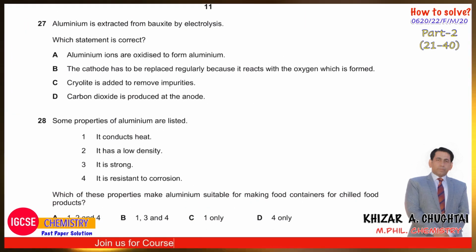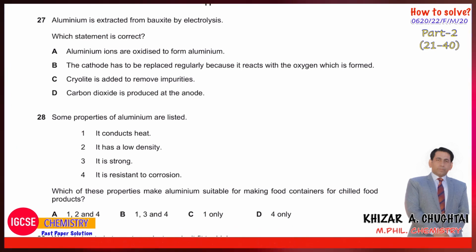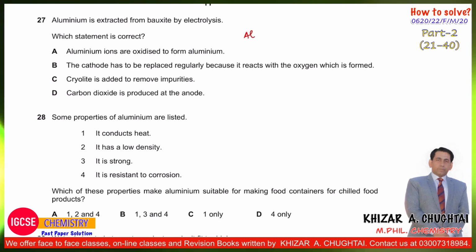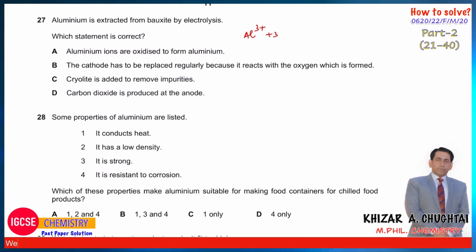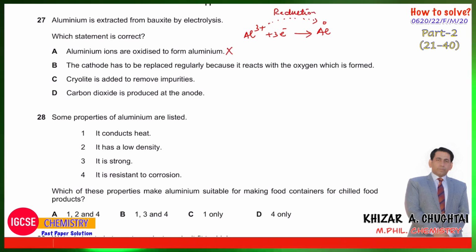Question number 27. Aluminium is extracted from bauxite by electrolysis. Which statement is correct? Aluminium ions are oxidized to form aluminium. Aluminium 3 positive, when they gain 3 moles of electrons, change themselves into aluminium 0, and that is said to be reduction. So it is not an oxidation.